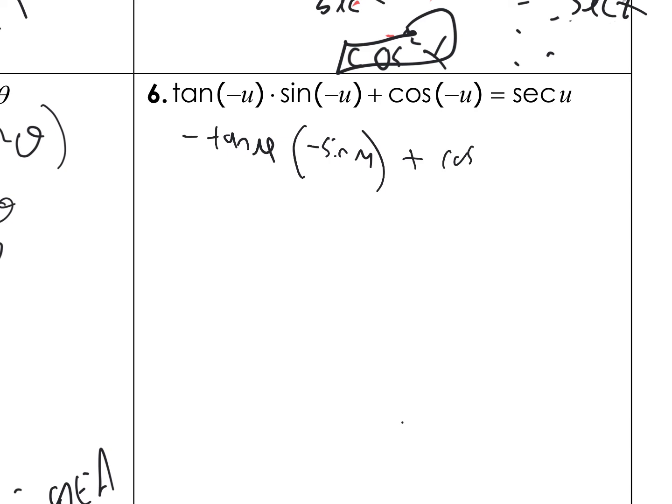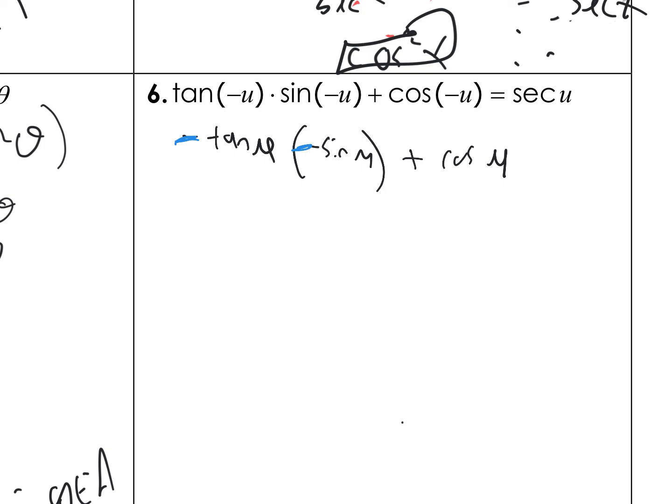Now, wait, is that a 1? No, it was my u. Let me back up. At the end there, I made an ugly u. So I have a negative times a negative. That's going to go away.